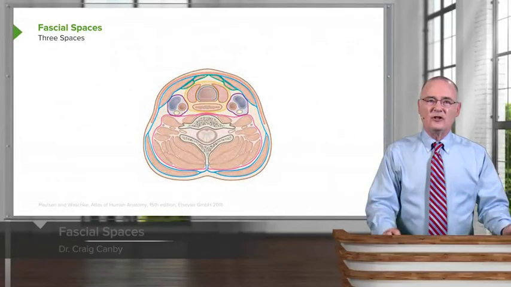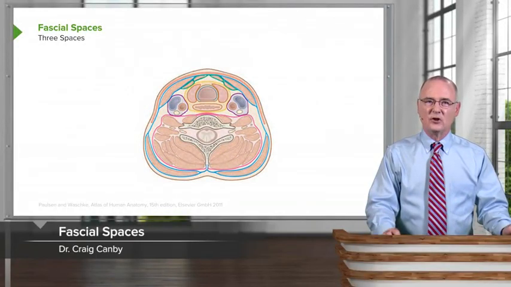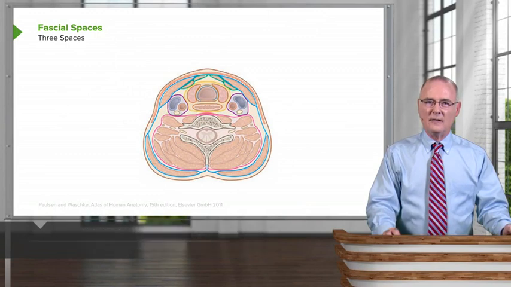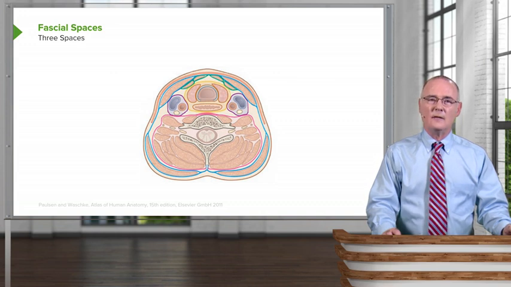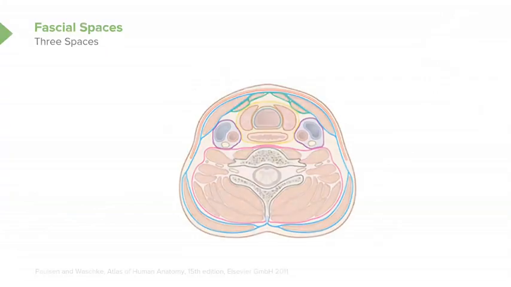Now we're going to transition over to fascial spaces. There are three spaces that can form between the deep fascial layers. We're going to be able to see two of these areas very, very well, and the third, unfortunately, is not well illustrated in the image, but we'll make note of the fact that it does exist.